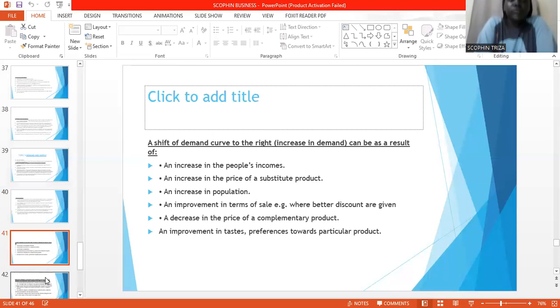A shift of the demand curve to the right, an increase in demand, can be as a result of an increase in people's income, an increase in the price of a substitute product, an increase in population, an improvement in terms of sales, a decrease in the price of a complementary product, or an improvement in taste and preference towards a particular product.